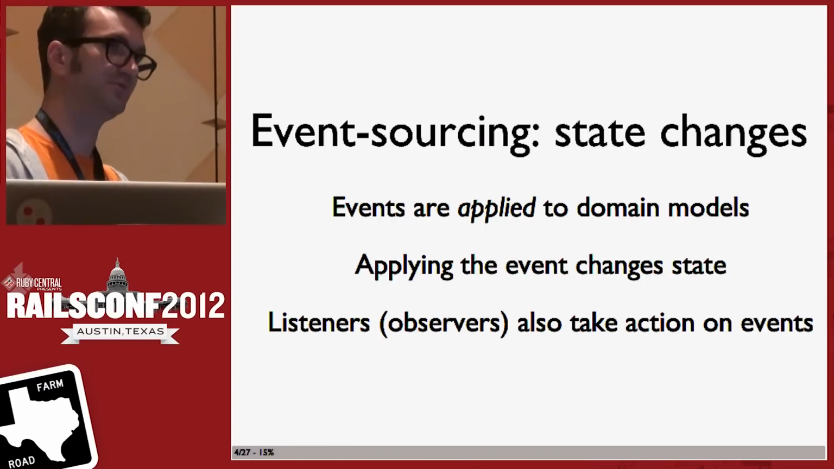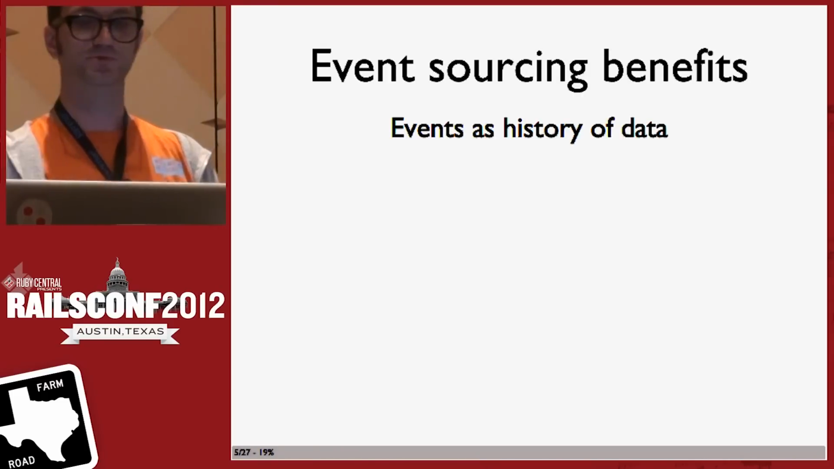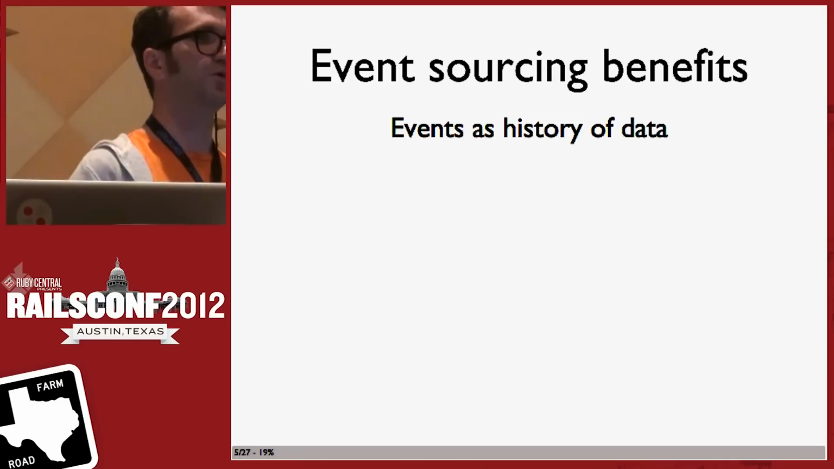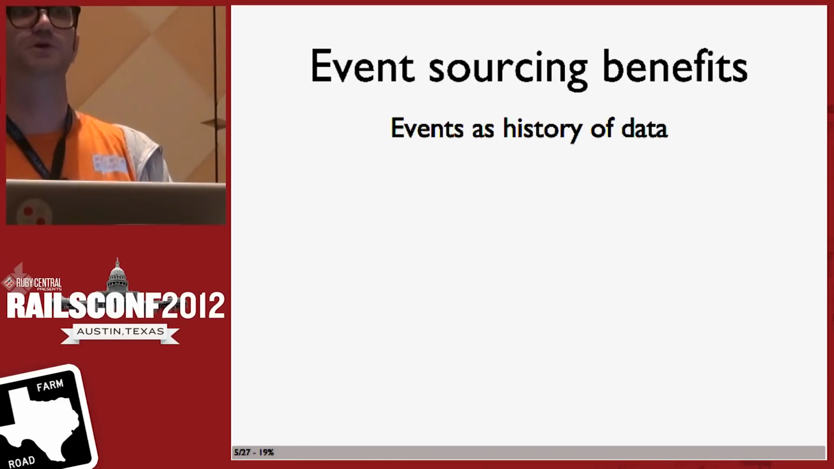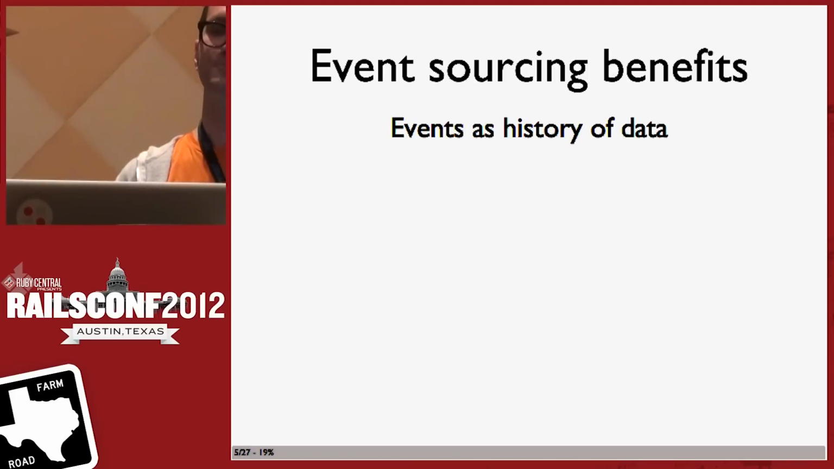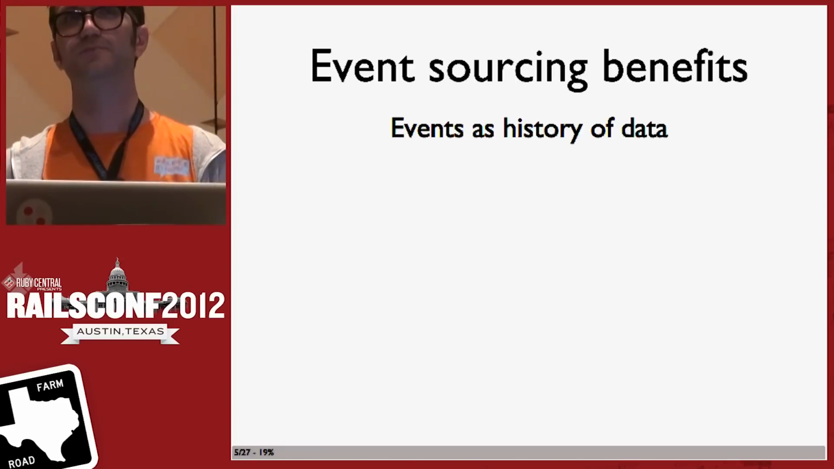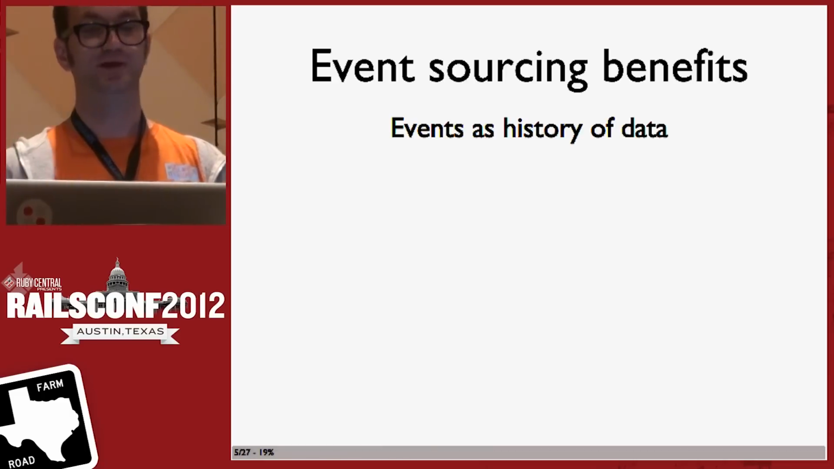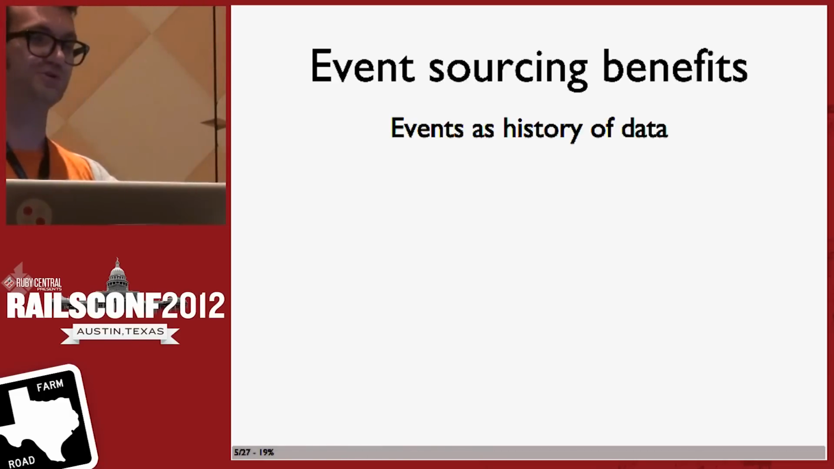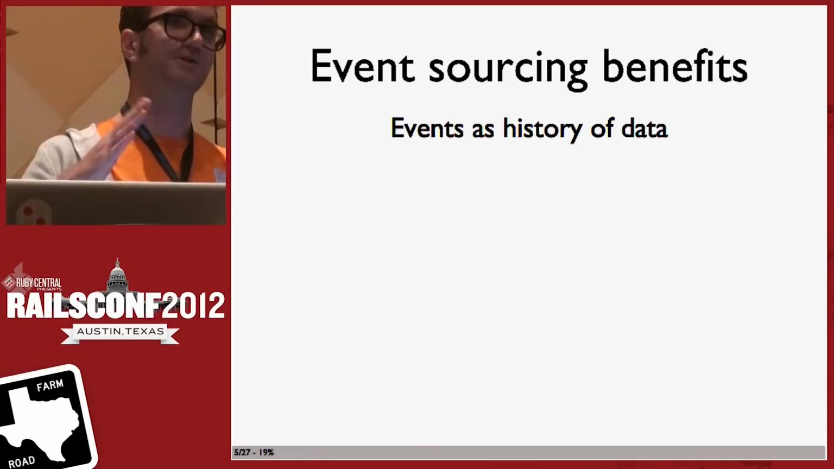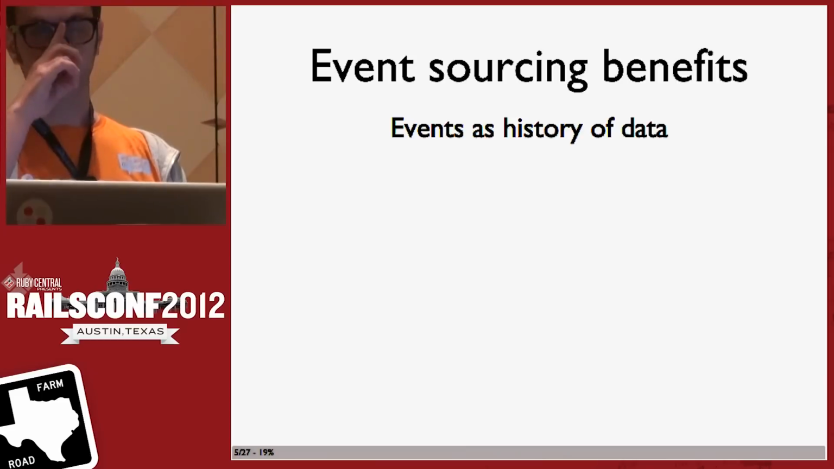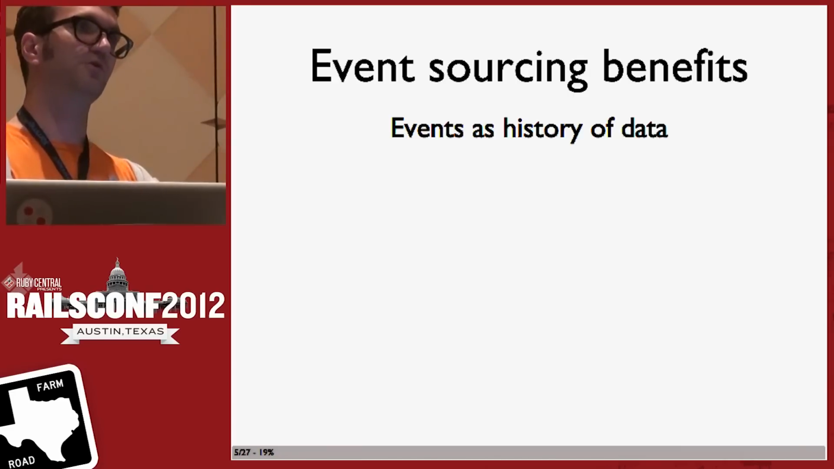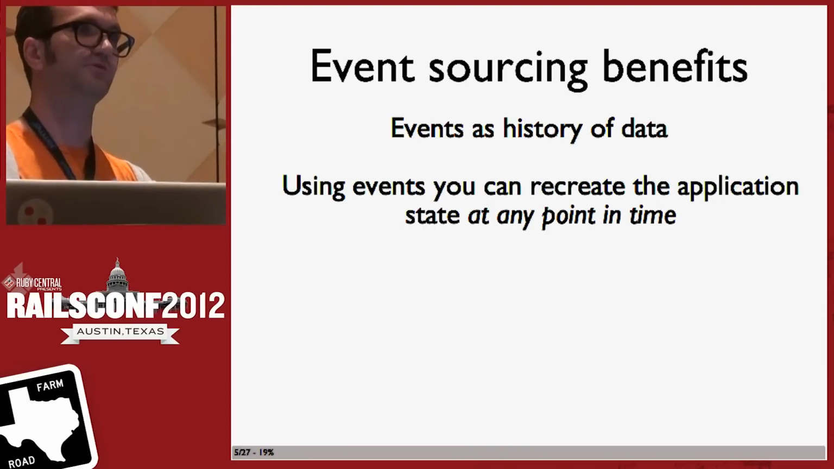So what are some of the benefits? We've talked about some of these, I think. The events are your history of your data. If you only change state through events, then by persisting the events, you version controlled your data. That can seem a lot of times like it's going to be a really big data set. And it can be. The thing is you're not persisting the entire database every change along the way. So it's very, very fine-grained. And using these events, you can recreate the application state for any point in time. It's like time traveling through your data.